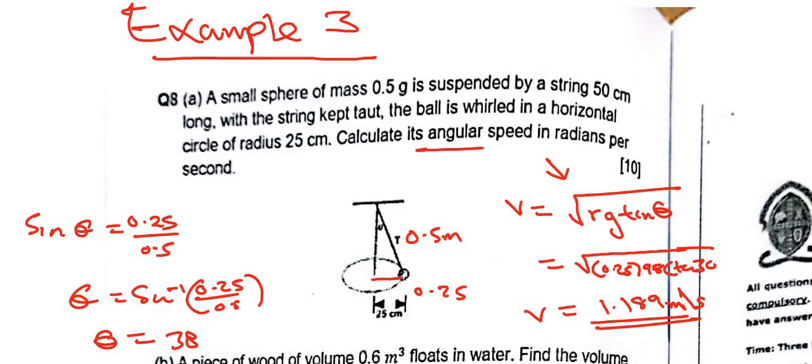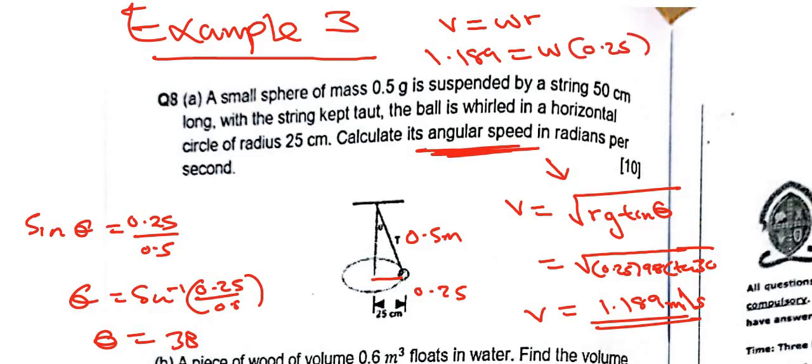They're asking for the angular speed. They want omega. So v is related to omega like this. The v is 1.189, and we're looking for omega. The radius is 0.25, so divide both sides by 0.25. So your omega, which is your angular speed, is going to be 4.75 radians per second. So this is what they needed.